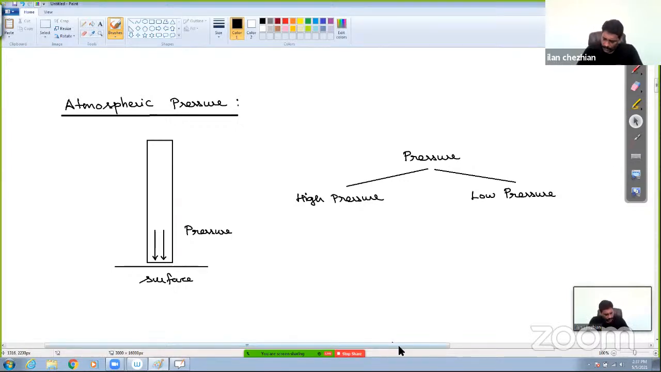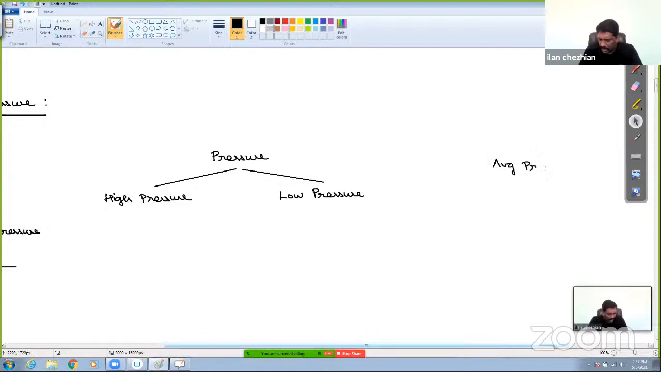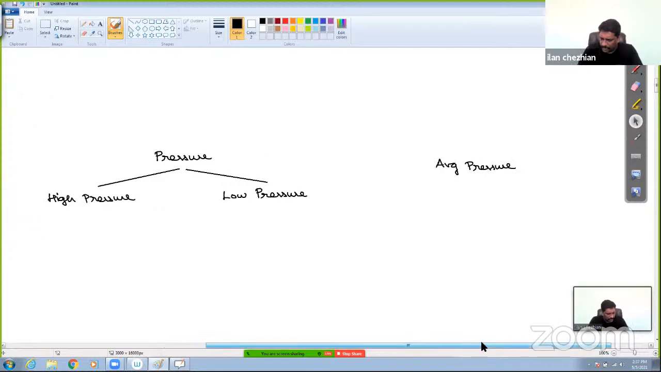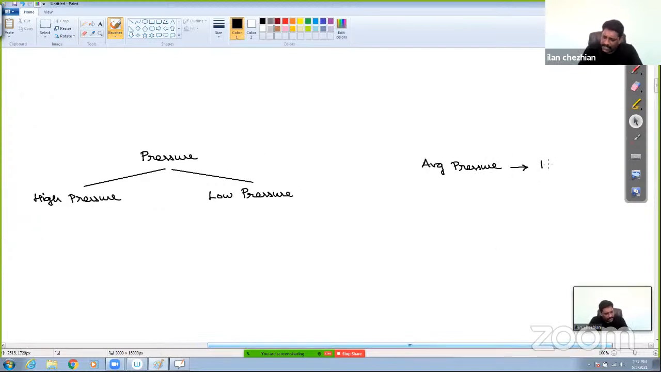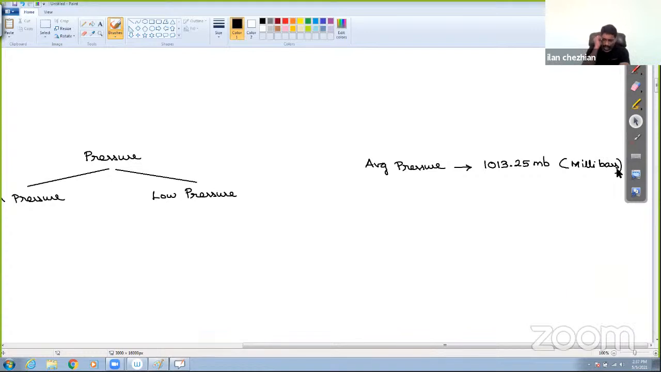See, my dear friends, if you ask me what the average pressure is, everything has an average pressure. Normally we say the average atmospheric pressure is 1013.25 millibars, my friend. MB means millibars. If you want to write it within brackets, you can write it. So this is the average pressure we have.